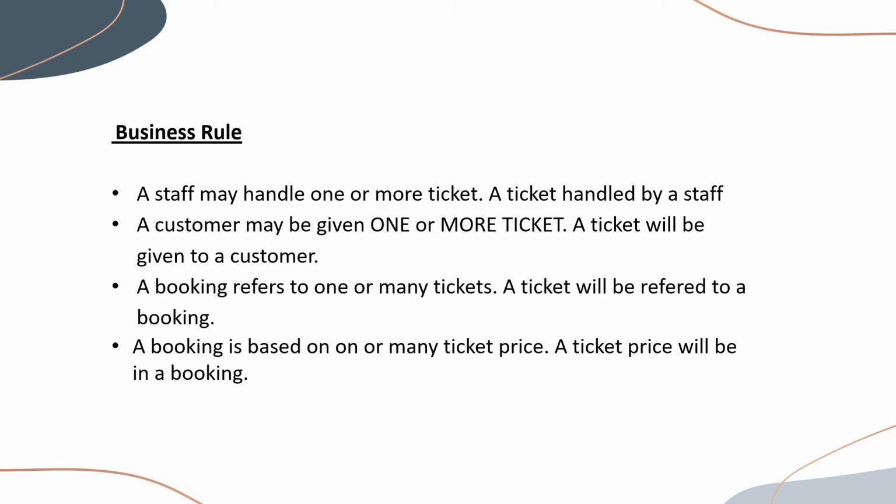Number 3, a booking refers to one or many tickets. A ticket will refer to a booking. A booking is based on one or many ticket prices. A ticket price will be in a booking.